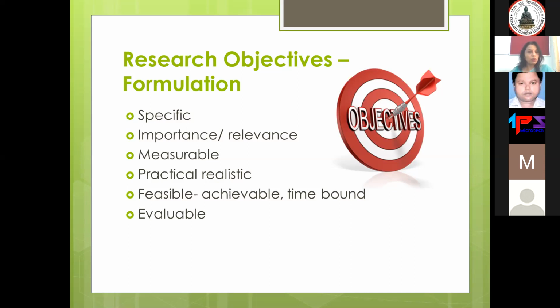So the moment I talk about this as an objective, it is very vague. What energy efficiency am I talking about? How much lifetime do I want to increase for that particular system? A practical, realistic system has to be developed. Is the solution achievable? Is it time bound?